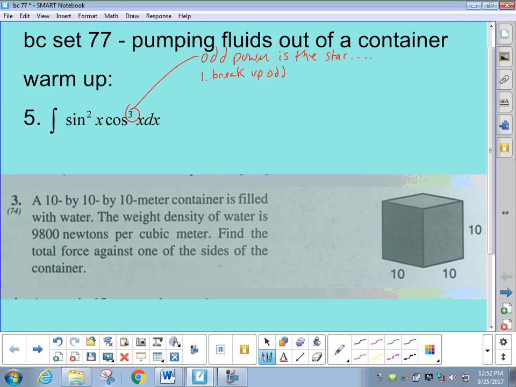We're doing these two off the homework as a warm-up before we get to the notes.